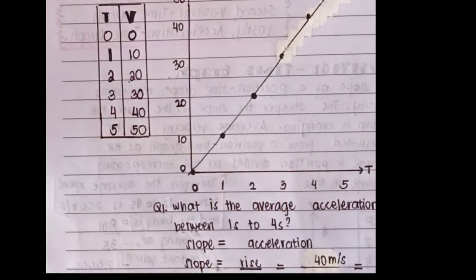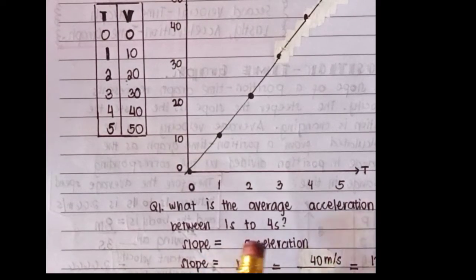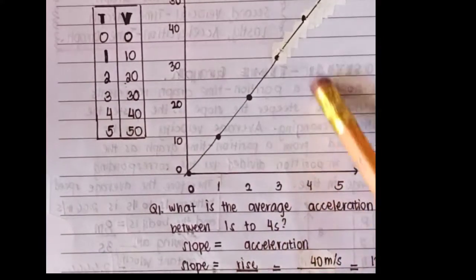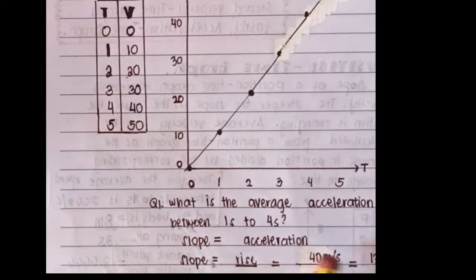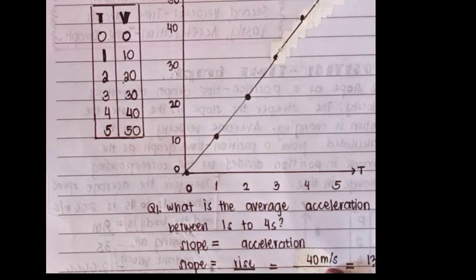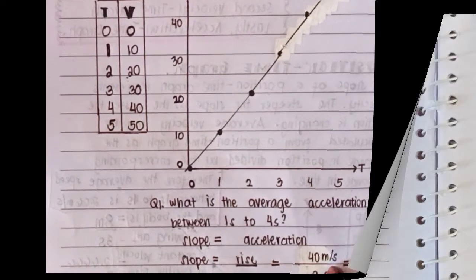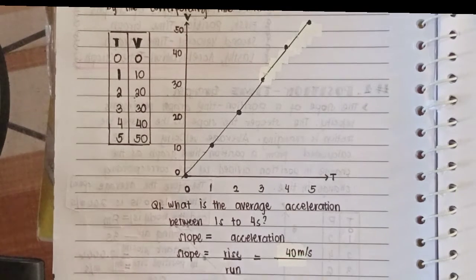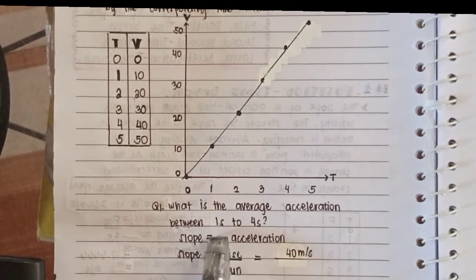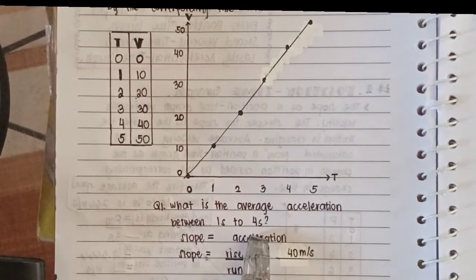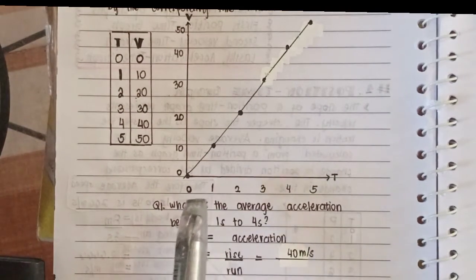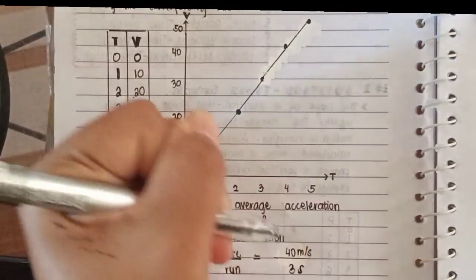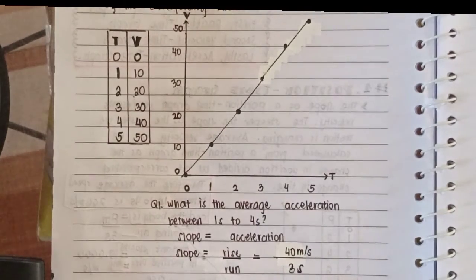So, how did the line rise from 1 second to 4 seconds? Here. 1, 2, 3, 4. And it rises to 40. That's why we have 40 meters per second. Meters per second is the unit here because velocity represents meters per second. How far did the line run from 1 second to 4 seconds? So here, 1, 2, 3. 3 seconds, because time represents seconds, as I said.